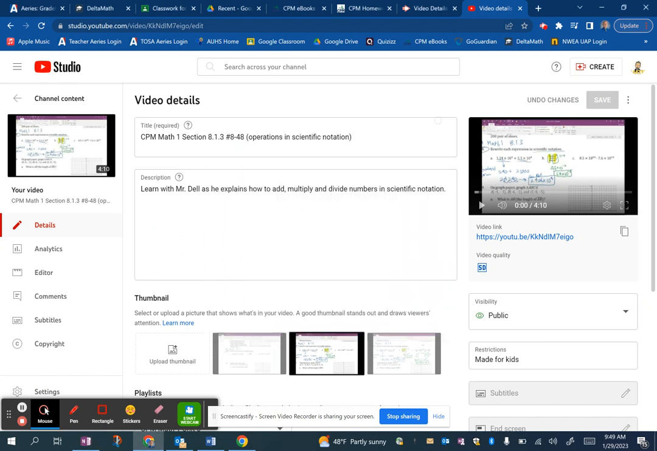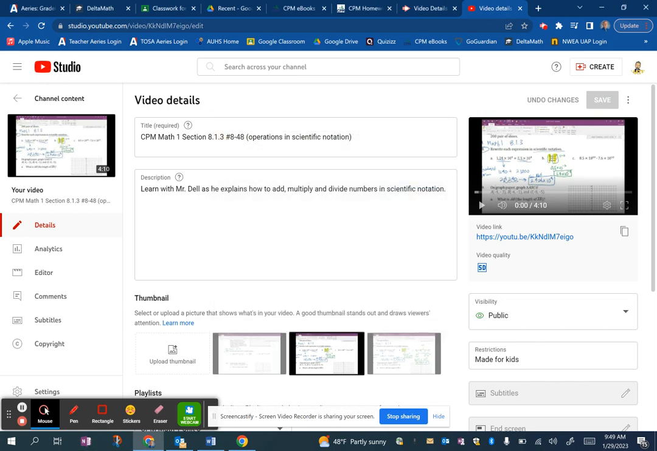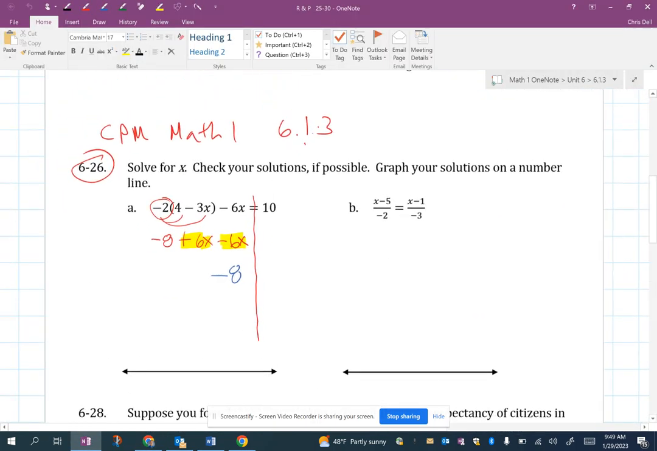Sorry, a little glitch on the program here.